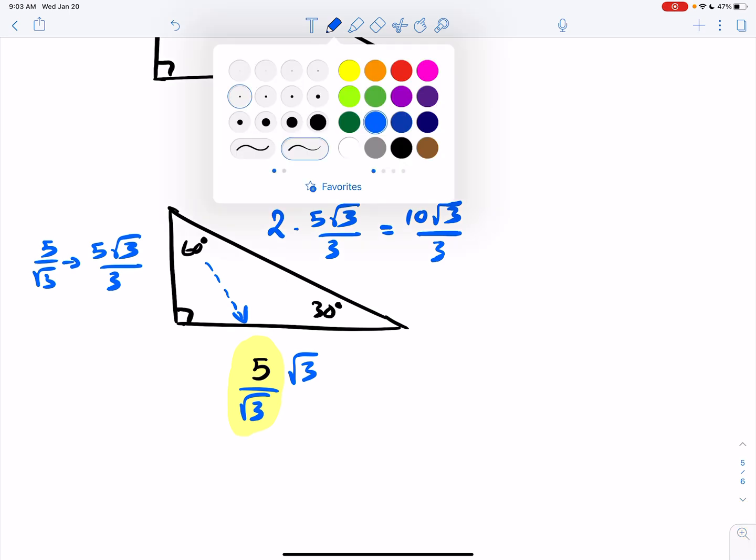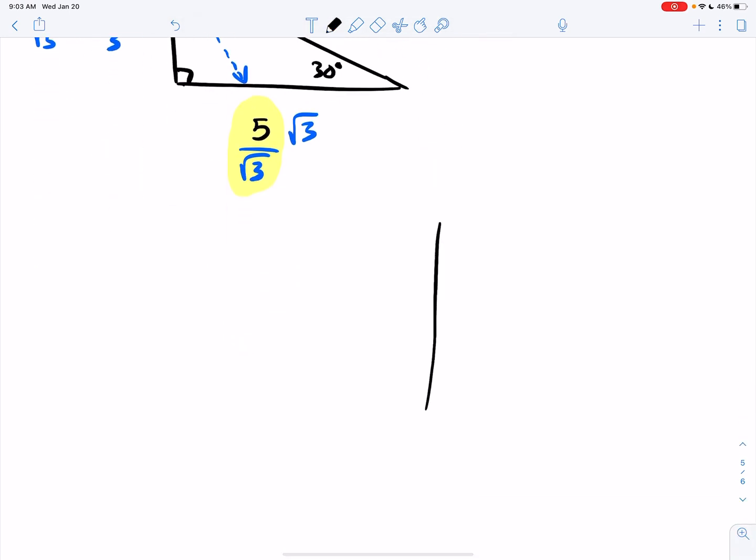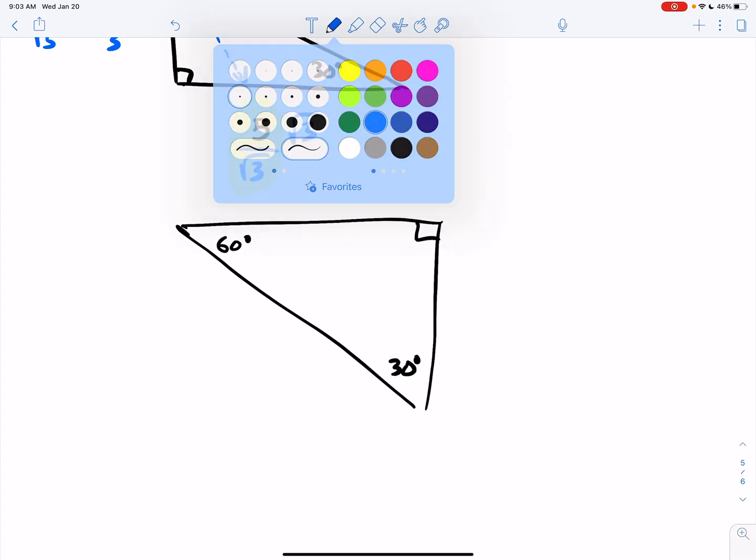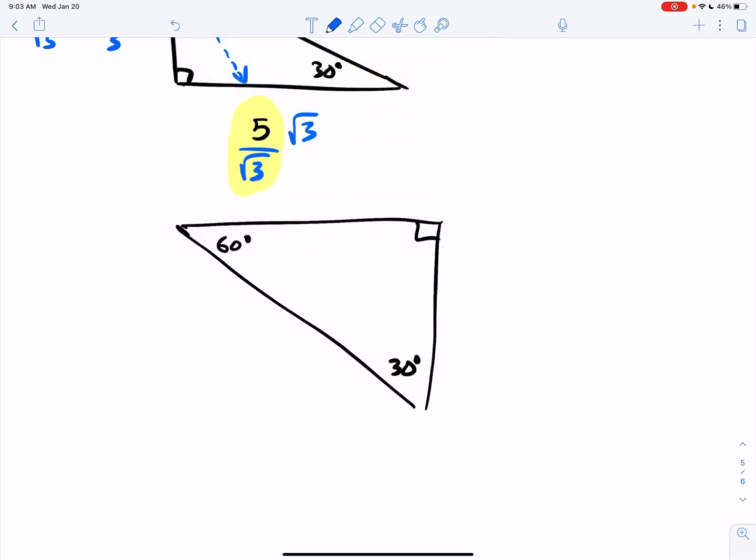Let's do one more. Last one for the day, okay? Let's say I were to draw it like this. Let's do 60 here, 30 here. So no matter how I rotate it, you guys, pay attention to the angles and what's opposite of those angles, okay? So let's say I told you that this was 100. Okay, go ahead and answer this to the best of your ability. Press play when you're ready.